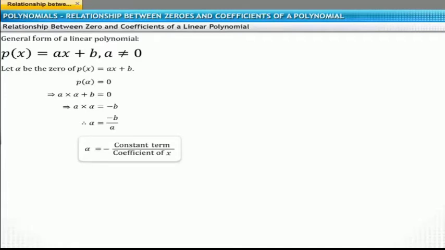So x is equal to a and p(x) is equal to 0, so p(a) is equal to 0. In place of p(x) we can write 0. So 2a plus 5 is equal to 0, 2a is equal to minus 5, and a is equal to minus 5 by 2. It means when we put the value of minus 5 by 2 in place of x, we will get p(x) equal to 0. Minus 5 is the constant term and 2 is the coefficient of x, you can see here. So this is the zero of the linear polynomial.